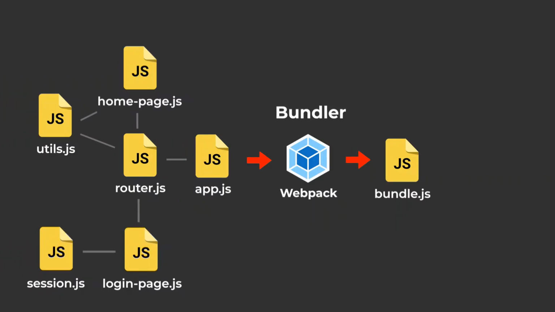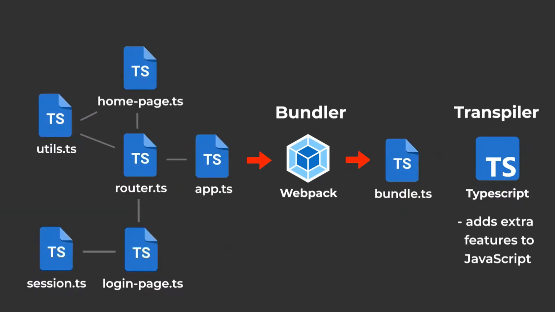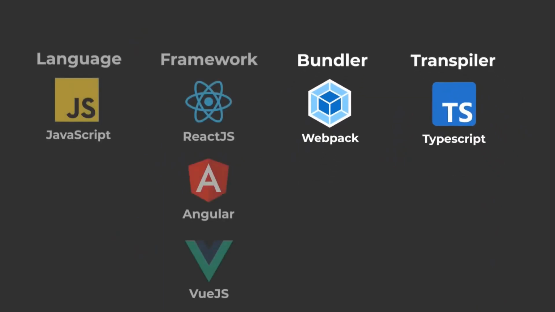Another tool that we use is called a transpiler. The most popular one you've probably heard of is called TypeScript. A transpiler adds extra features onto JavaScript. It lets us write an enhanced version of JavaScript, and then once we're done, it will transform the enhanced JavaScript back into normal JavaScript, because browsers like Google Chrome can only understand normal JavaScript. So those are the major technologies in the JavaScript world.